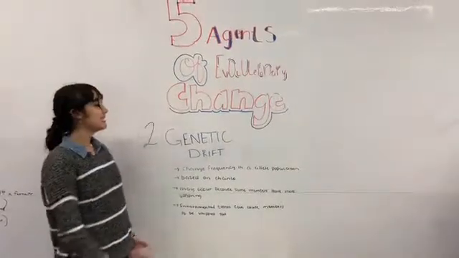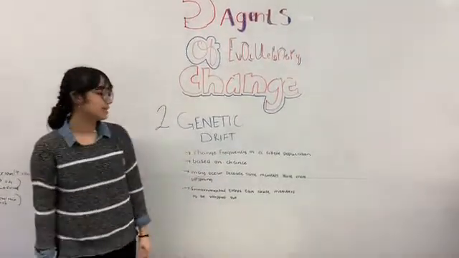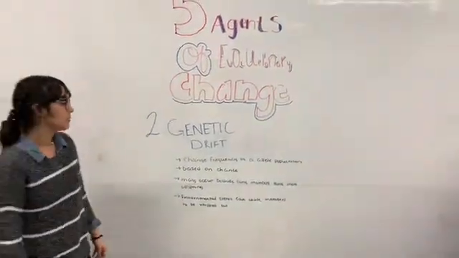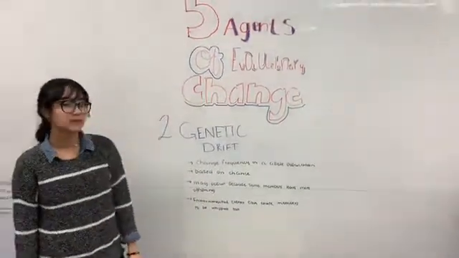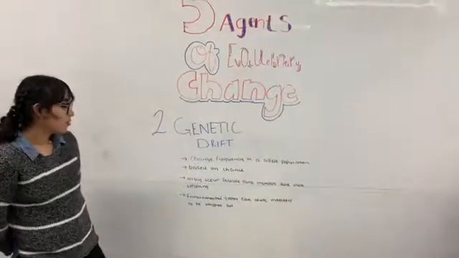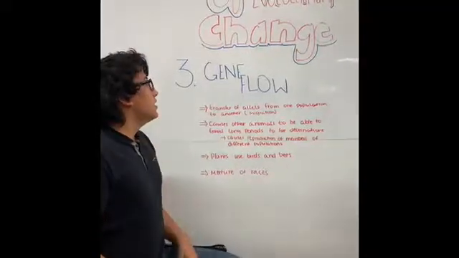Okay, the second agent is going to be genetic drift. And this is going to be the change in frequency of an allele in a population, and it's purely based on chance, and it may occur because some members leave more offspring, and environmental events can also cause members to be wiped out.